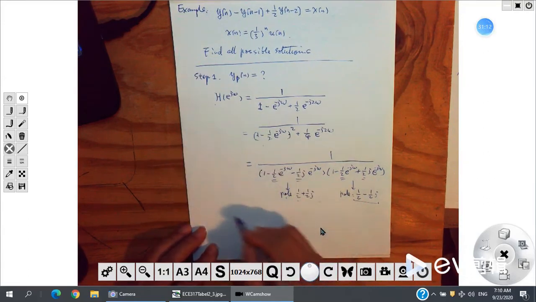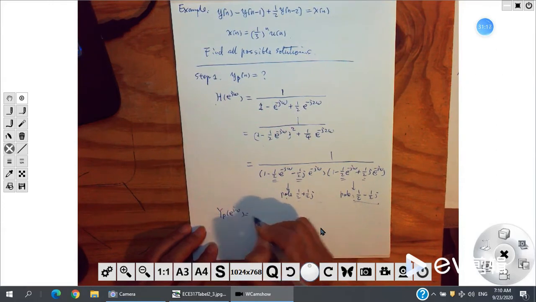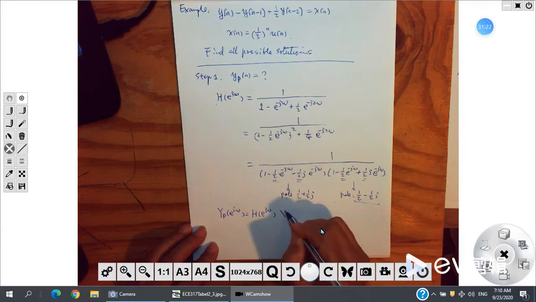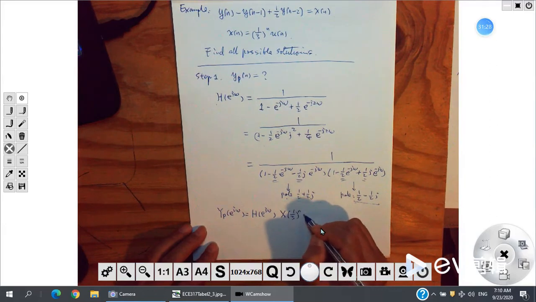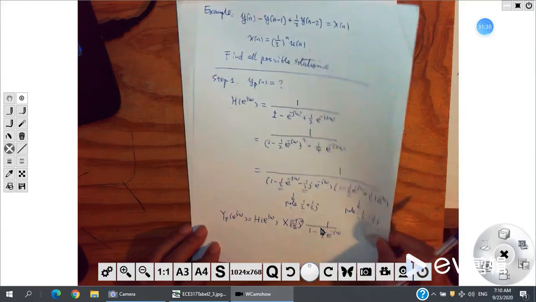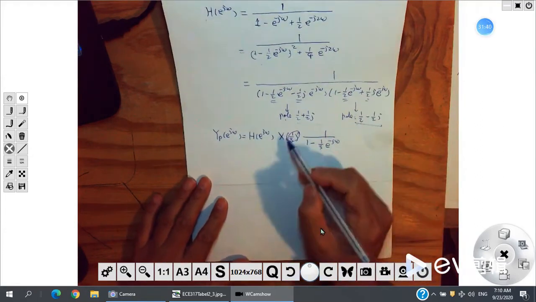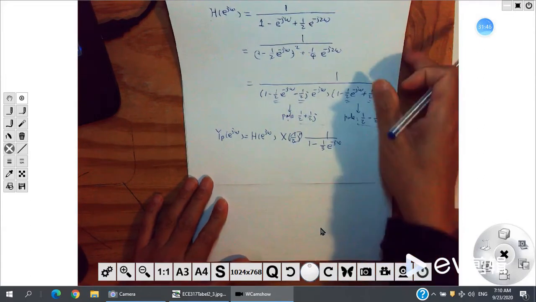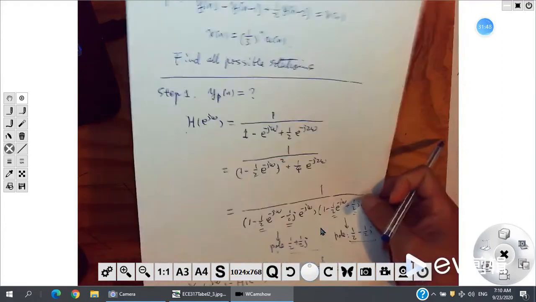Find the particular solution. Y_p of e to the j omega will be the frequency response times the input in the frequency domain. The input is 1/3 to the n, so it's 1 over 1 minus 1/3 e to the negative j omega. So y_p is a multiplication of this one and this one. We have three terms. Now suppose we use partial fractions.